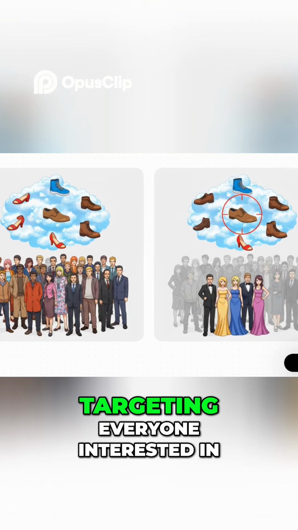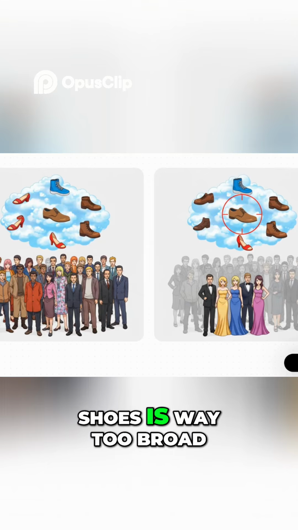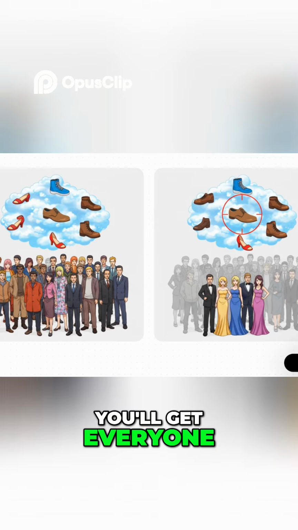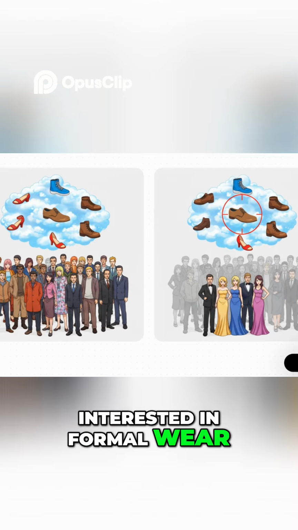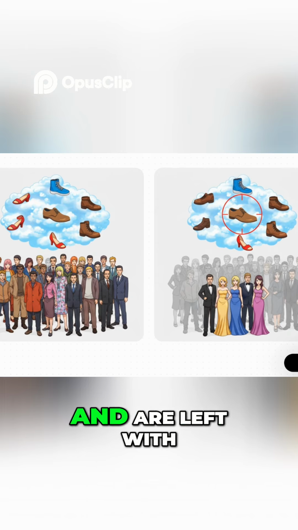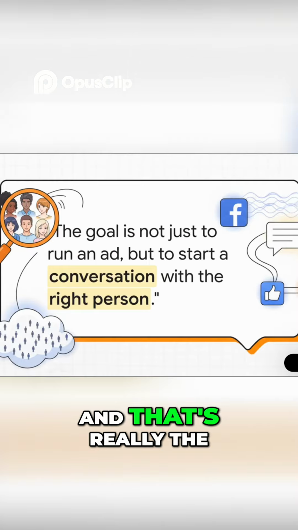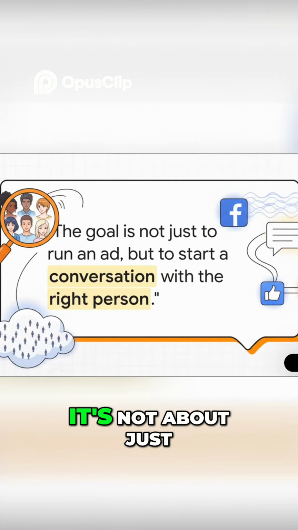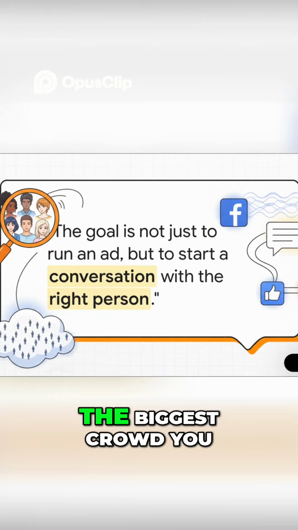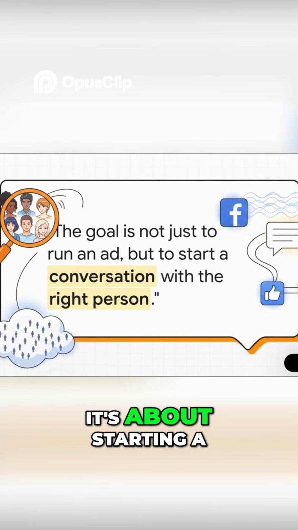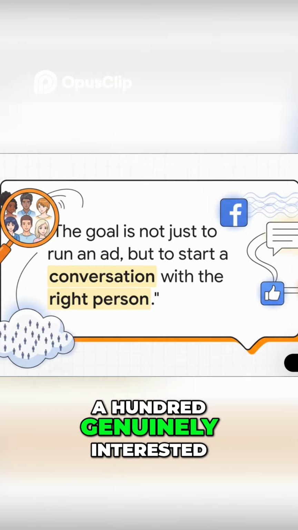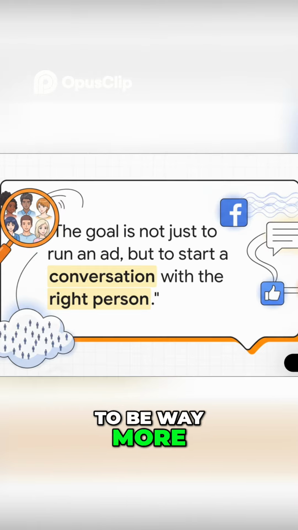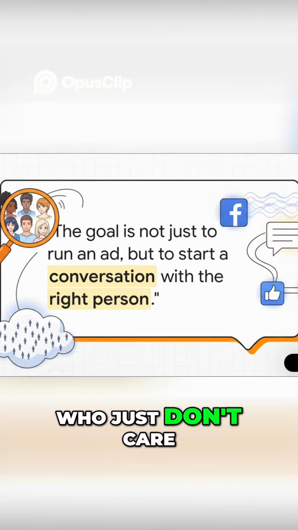And this is just a perfect example of how that works. You know, targeting everyone interested in shoes is way too broad. You'll get everyone. But if you add a second layer that they must also be interested in formal wear, well, you suddenly filter out all the noise and are left with your perfect customer. And that's really the core idea here, isn't it? It's not about just shouting your message to the biggest crowd you can find. It's about starting a conversation with the right people. I mean, 100 genuinely interested people are always going to be way more valuable than 10,000 who just don't care.